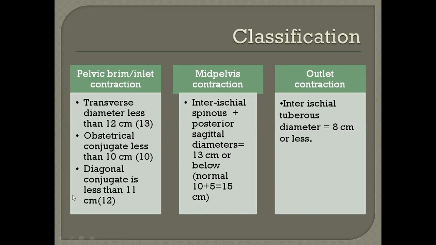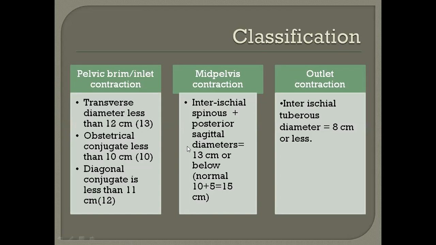Then mid pelvis contraction. Here, the interischial spinous diameter, that is the diameter between the two ischial spines, and the posterior sagittal diameter. The posterior sagittal diameter is from the lower border of the symphysis pubis to the midpoint of the sacrum, or S4 or S5. So the interischial spinous should be 10 centimeter and the sagittal diameter should be 5, so the combination, 10 plus 5, should be 15 centimeter. But if the interischial spinous diameter is less than 10 and the posterior sagittal diameter is less than 5, that is, the total is coming 13 centimeter or less, then that can lead to mid pelvis contraction.